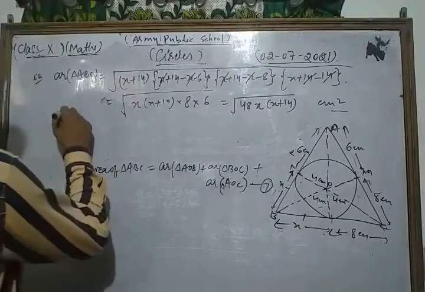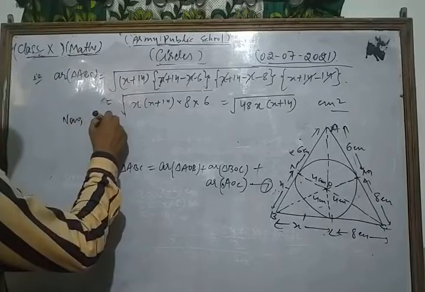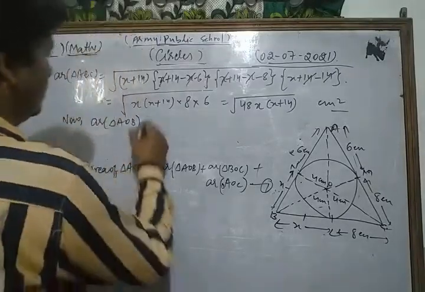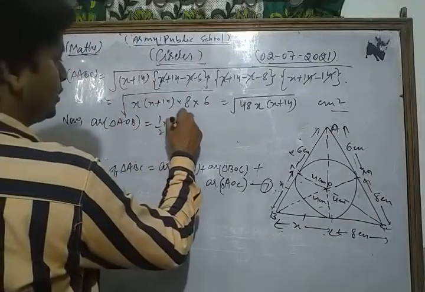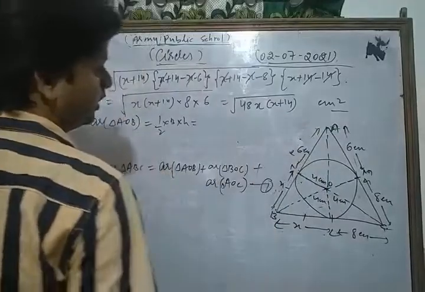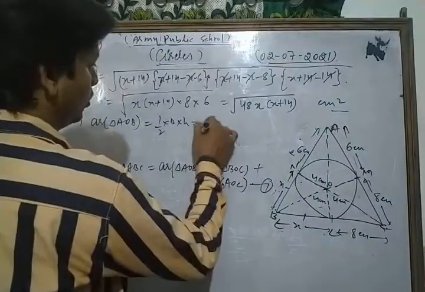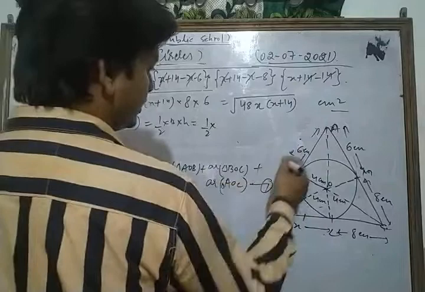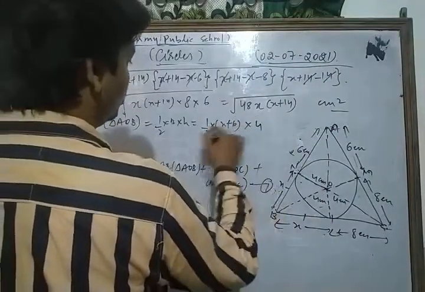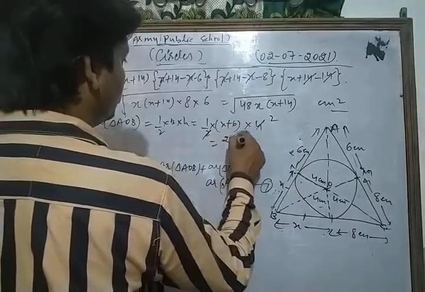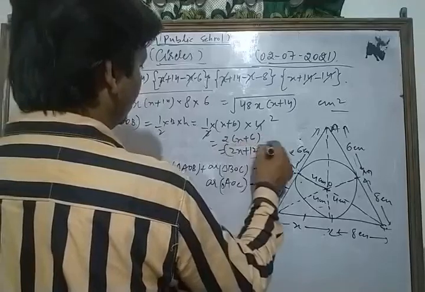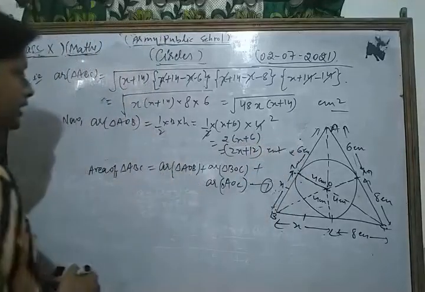Now the area of AOB: we apply one upon 2 base into height. If we take base AB, then the corresponding altitude is OM. So one upon 2, base AB is x plus 6, into height 4, so 2 into x plus 6, that is 2x plus 12 centimeter square. This is the area of triangle AOB.